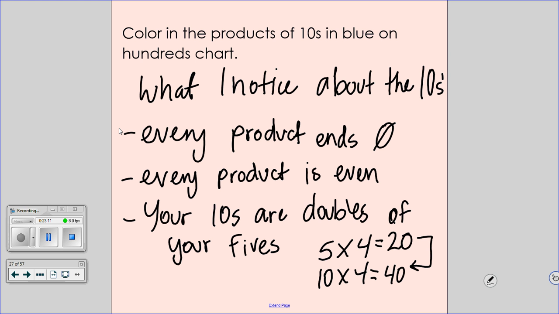Now I know 10s and 5s are easy to skip count by, but if you forget or you don't know, your 5s doubled give you your 10s. Isn't that cool? Maddie, you have something else that you noticed?